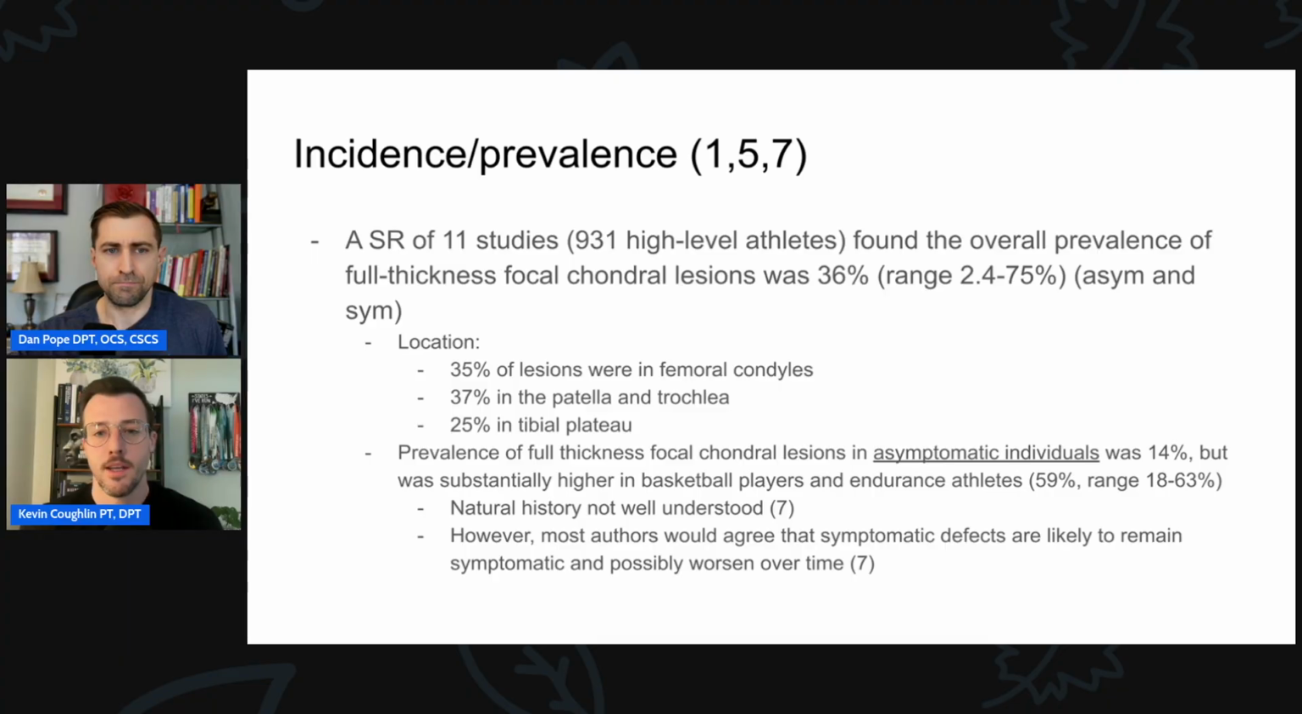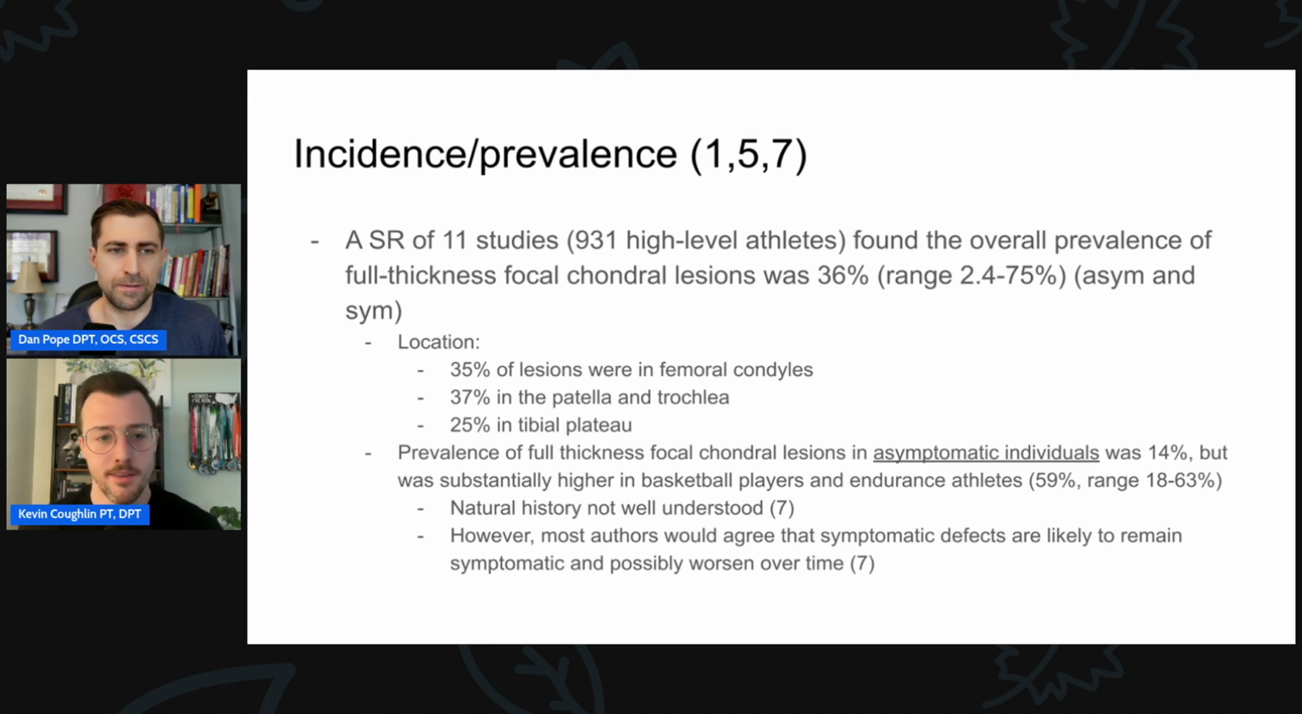That kind of makes sense, because I wonder if you have more of a degenerative cartilage issue versus a more traumatic one, it's probably going to change the thought process somewhat, I'm assuming. Totally. Okay, and then continuing with incidence and prevalence.